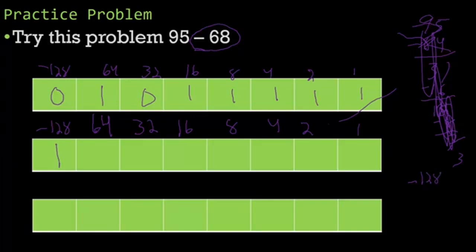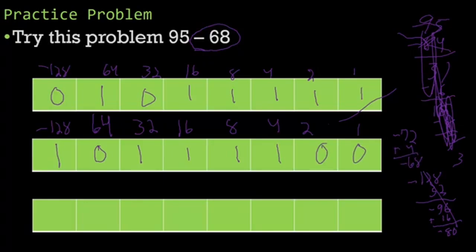I can't use 64. That will get me to negative 64. I need to be able to get to negative 68. So I don't need a 64. I can use a 32, and that of course will get me to negative 96. And then I'm trying to get to negative 68. I need a 16, so I'm going to add on 16. That comes out to negative 80. Then I can use an 8. That will get me to negative 72. And then I need a 4. And that will get me to negative 68, which means these can be 0.